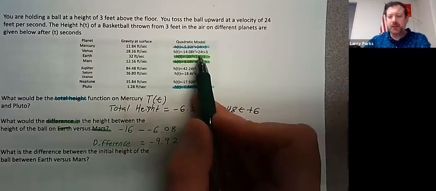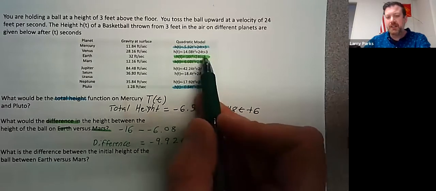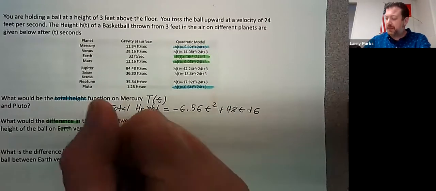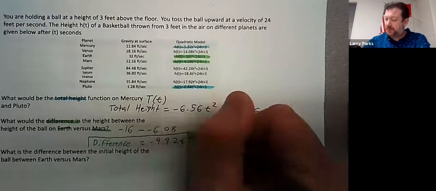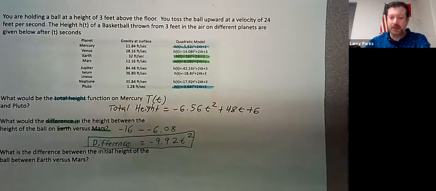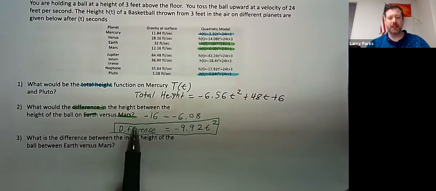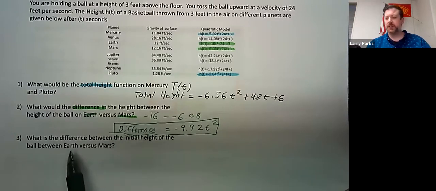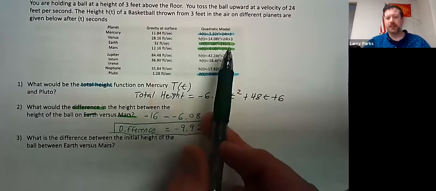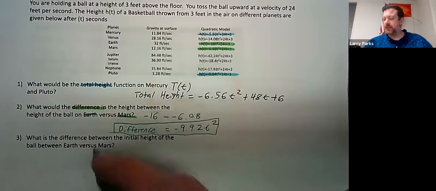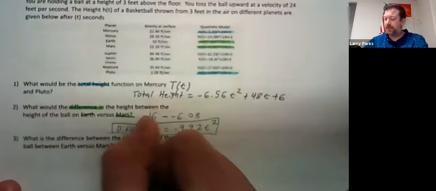And then if you take 24t minus 24t, that's 0. 3 minus 3, that's 0. So this is all we're going to have left. And then finally, what was the difference between the initial height of the ball on Earth versus Mars? Well, on Earth, initial started at 3 feet. Mars started at 3 feet. So what's the difference? 3 minus 3 is 0.